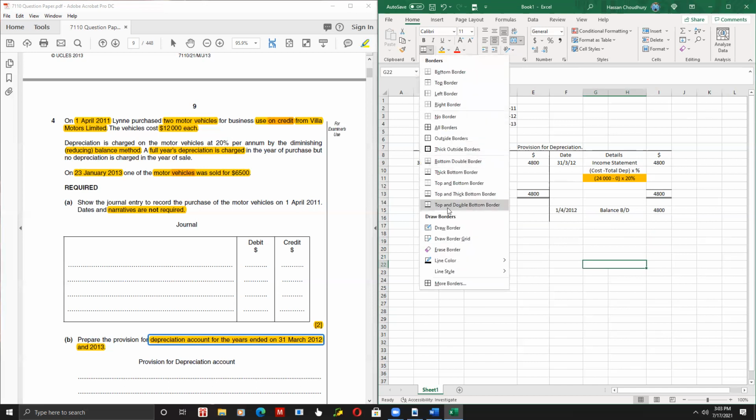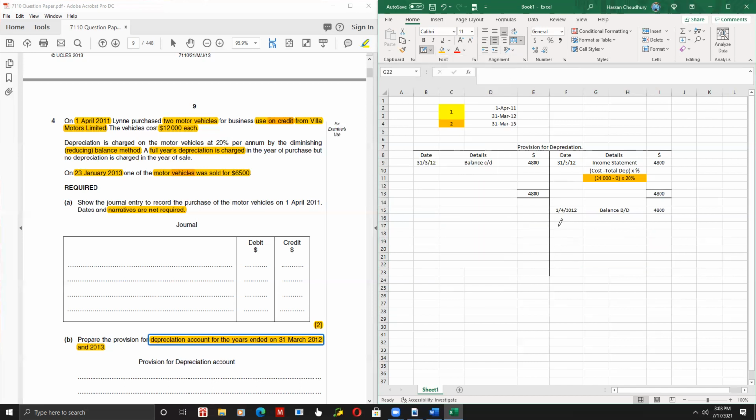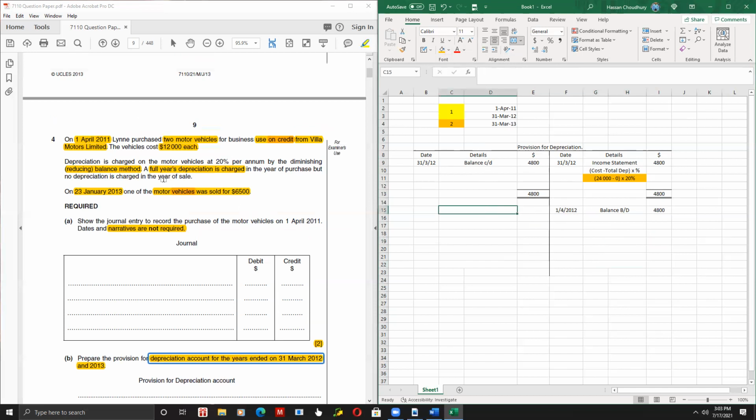Right, so I'm just going to extend my account. Now remember, under the dashes is a new year, so this is for the second year. In this case, let's see what we need to do. Remember, in my second year, I sold one vehicle, so I had only one vehicle left. In the first year, I had two vehicles. Here I had only one vehicle. Remember, two vehicles cost 24,000, one vehicle cost 12,000. Two vehicles had depreciation of 4,800.